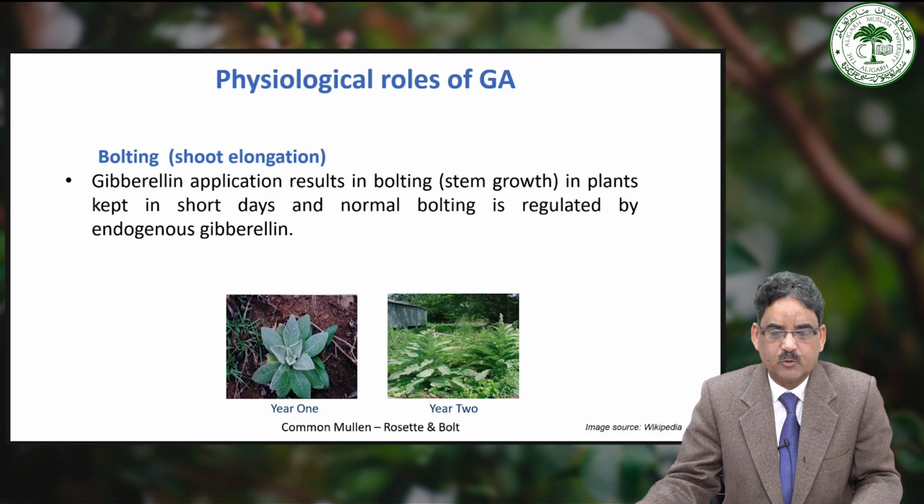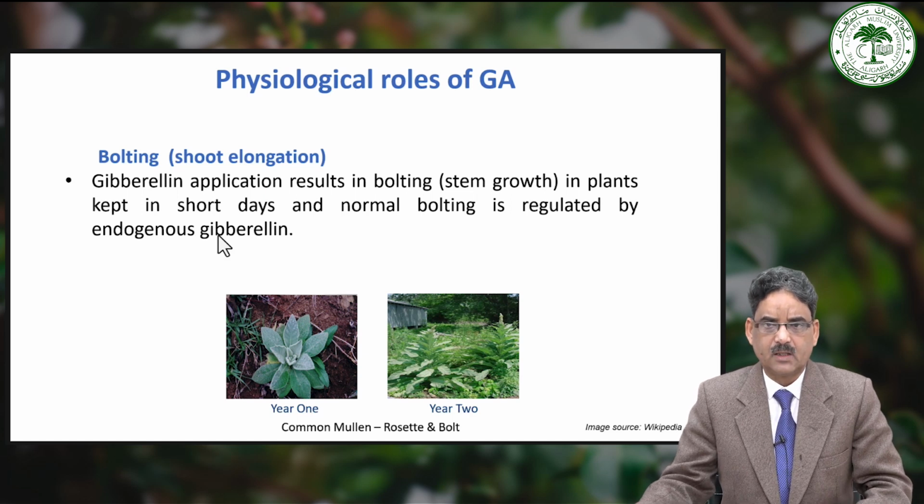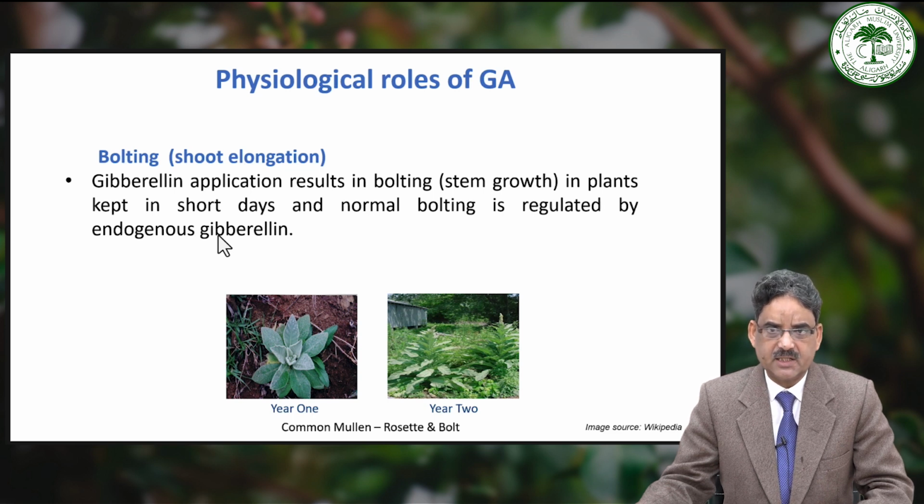So, I have to continue about the physiological roles of gibberellic acid. GA basically regulates several physiological processes such as bolting, genetic dwarfism, increases seed germination, breaks seed dormancy, promotes fruit set, floral initiation and sex determination. Now we discuss the process of bolting.